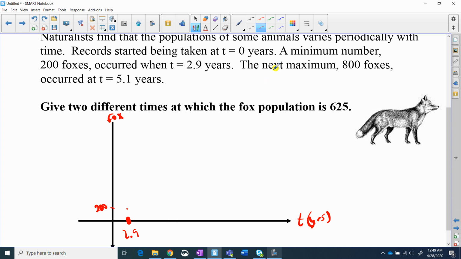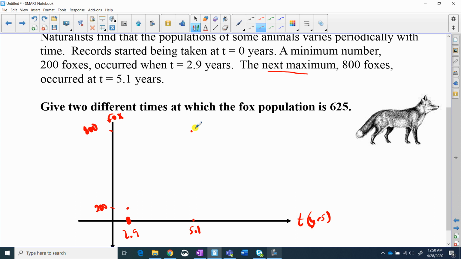It says the next maximum. It doesn't say any old maximum. The next maximum, meaning as time passes, the next maximum happened at 5.1 years, and that at a maximum of 800 fox. So we had a low point. Now we've got a high point, which means that's half of a wave. Now we're going to let you even get away with just that.